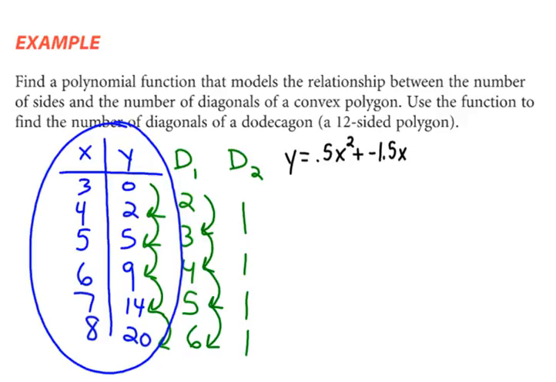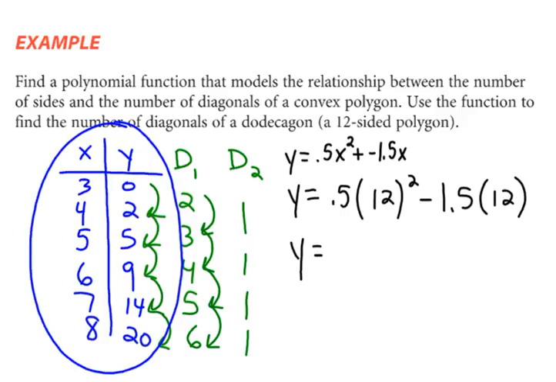And we can use this function to find the number of diagonals of a dodecagon, which is what they're asking us to do in the problem. A dodecagon has 12 sides. X stood for the number of sides, so let's plug in 12 for x. We can throw this into the calculator and figure out that y ends up being 54. So a dodecagon has 54 diagonals.